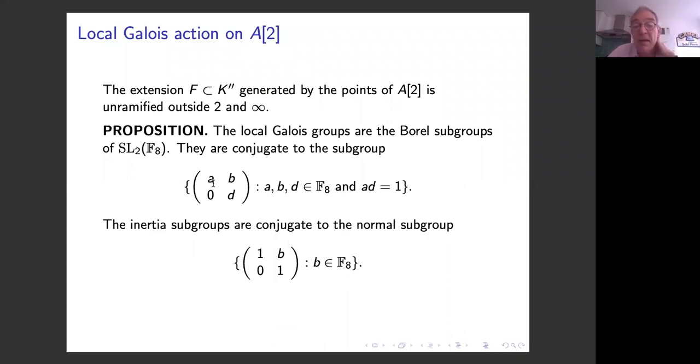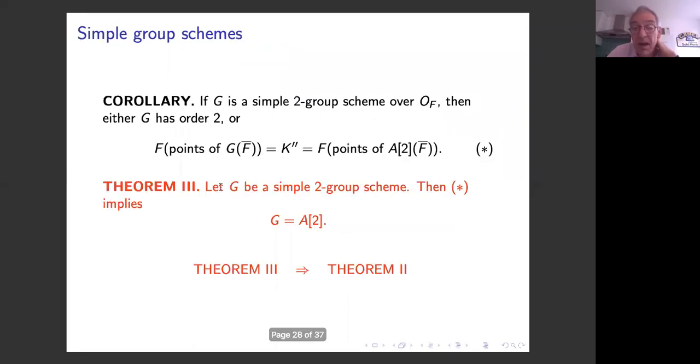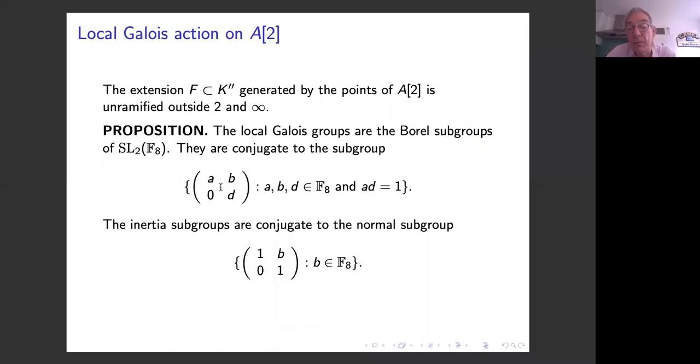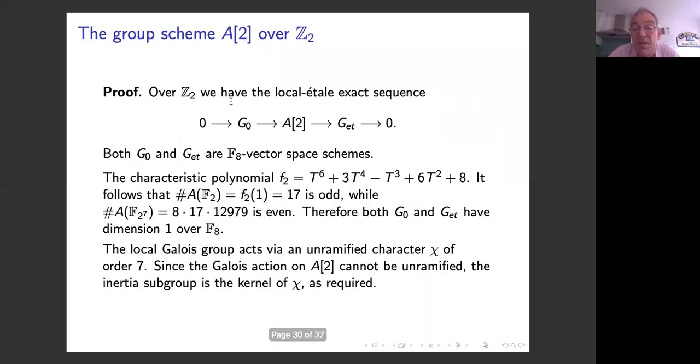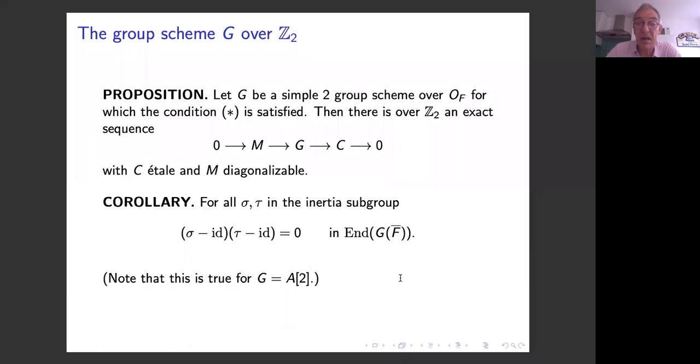A and D give the action through an unramified character of order 7. And the B is non-trivial because if the B were trivial, then the action is unramified on A2, but it is not unramified. So that shows this.